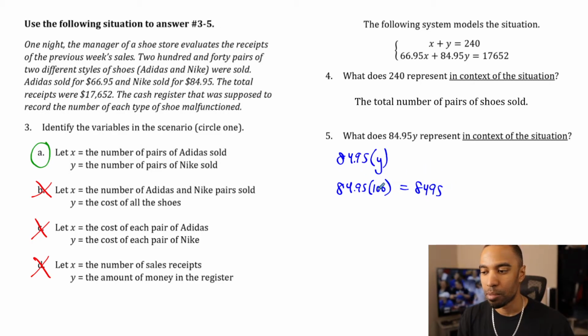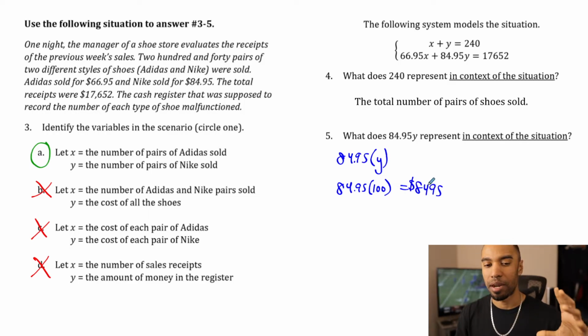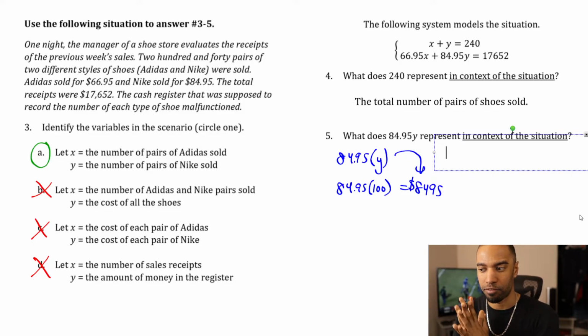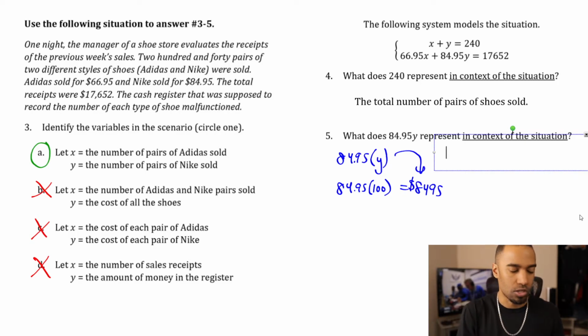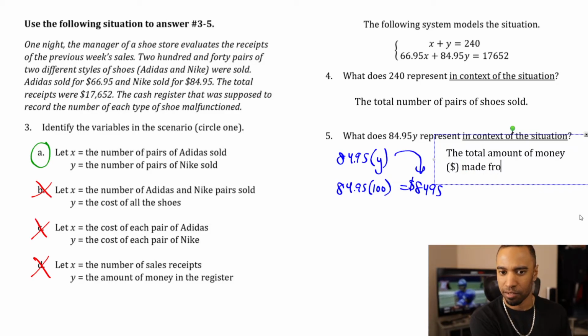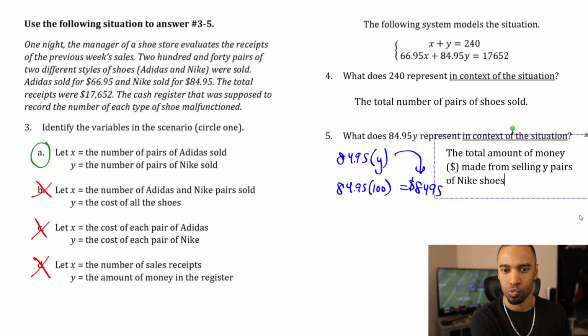The point is, this is the number of pairs of shoes. This is the cost of each pair. This is the total amount of money spent or made, the total amount of money from selling those pairs. This 84.95Y is the total. And remember, the 100 was an example. It's not the real answer, but Y could be 100. And if it is, we see what that number represents. It is the total cost, the total amount of money, I'll put in dollars, made from selling Y pairs of Nike shoes.